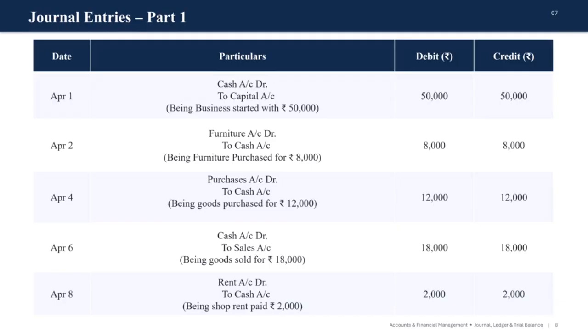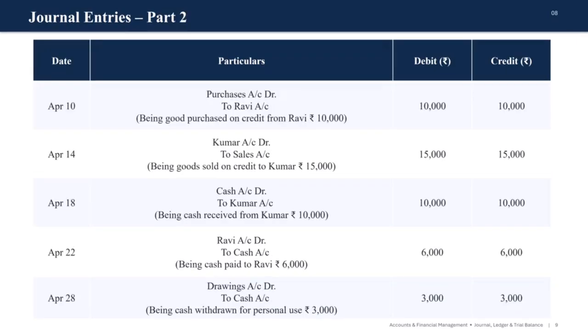the business. All these journal entries follow the double entry system, where every transaction has one debit entry and one credit entry with the same amount. This helps maintain accurate accounting records. This slide shows the second part of the journal entries prepared from the business transactions.